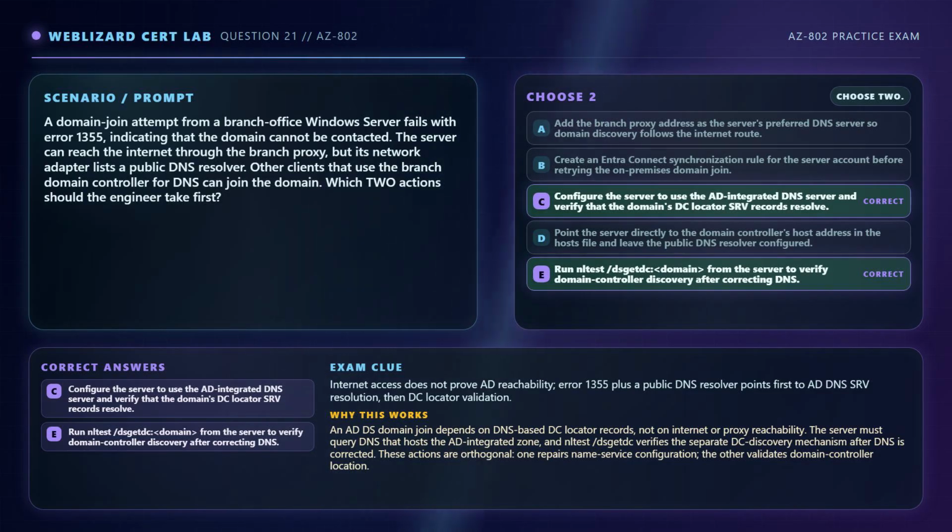after DNS is corrected. These actions are orthogonal. One repairs name service configuration, the other validates domain controller location. Internet access does not prove AD reachability. Error 1355 plus a public DNS resolver points first to AD DNS SRV resolution, then DC locator validation.